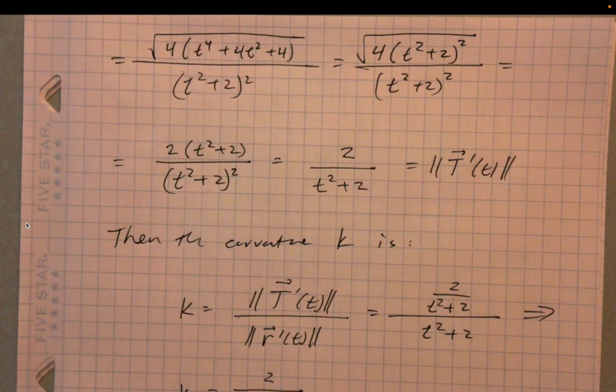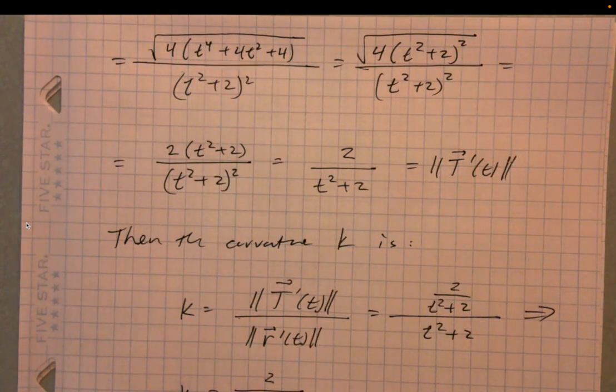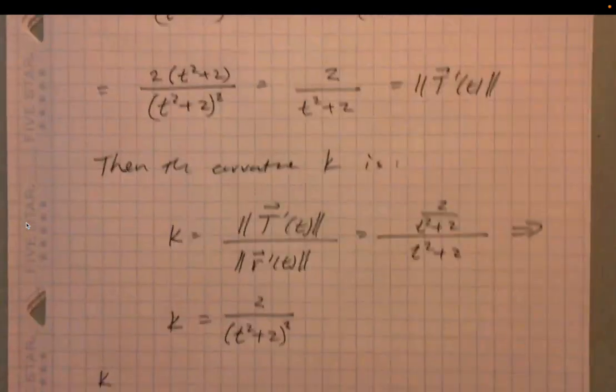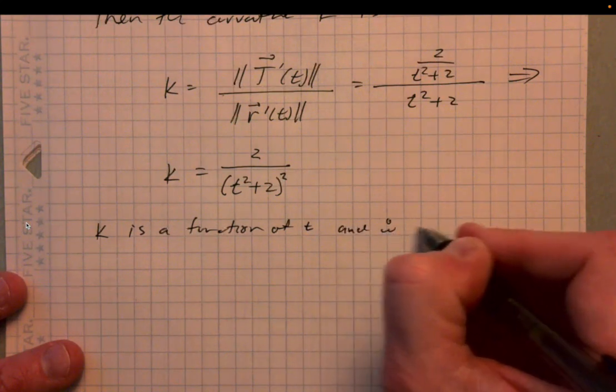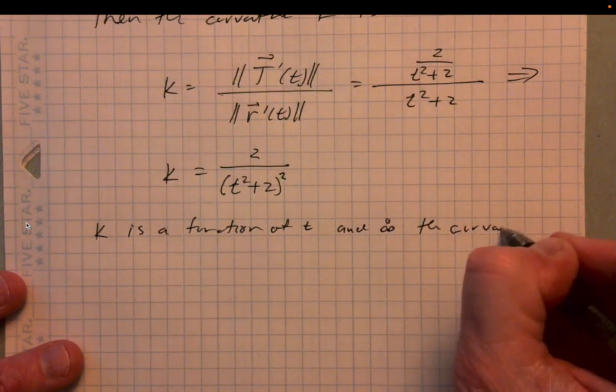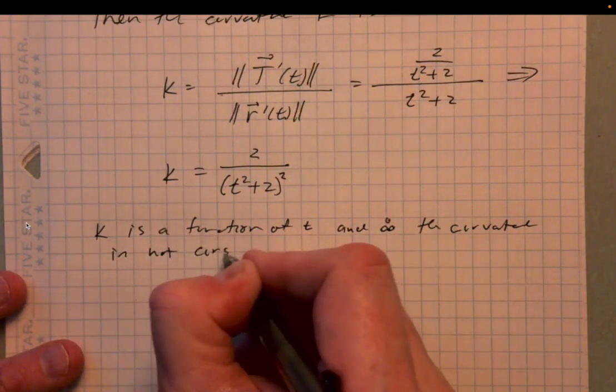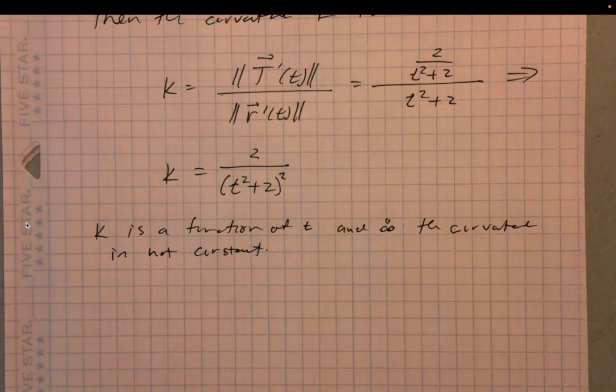Okay, so we can see here that k is a function of t. In this case, k is a function of t, and therefore the curvature is not constant, right? Remember when we looked at the circle, we saw constant curvature, and specifically k was equal to 1 over r, r being some constant value, the radius of the circle. But in this case, k is not a constant. It depends on where you're at on the curve, naturally. And so you can see that in the expression of k as 2 over t squared plus 2 quantity squared. For different values of t, the curvature would be larger or smaller.